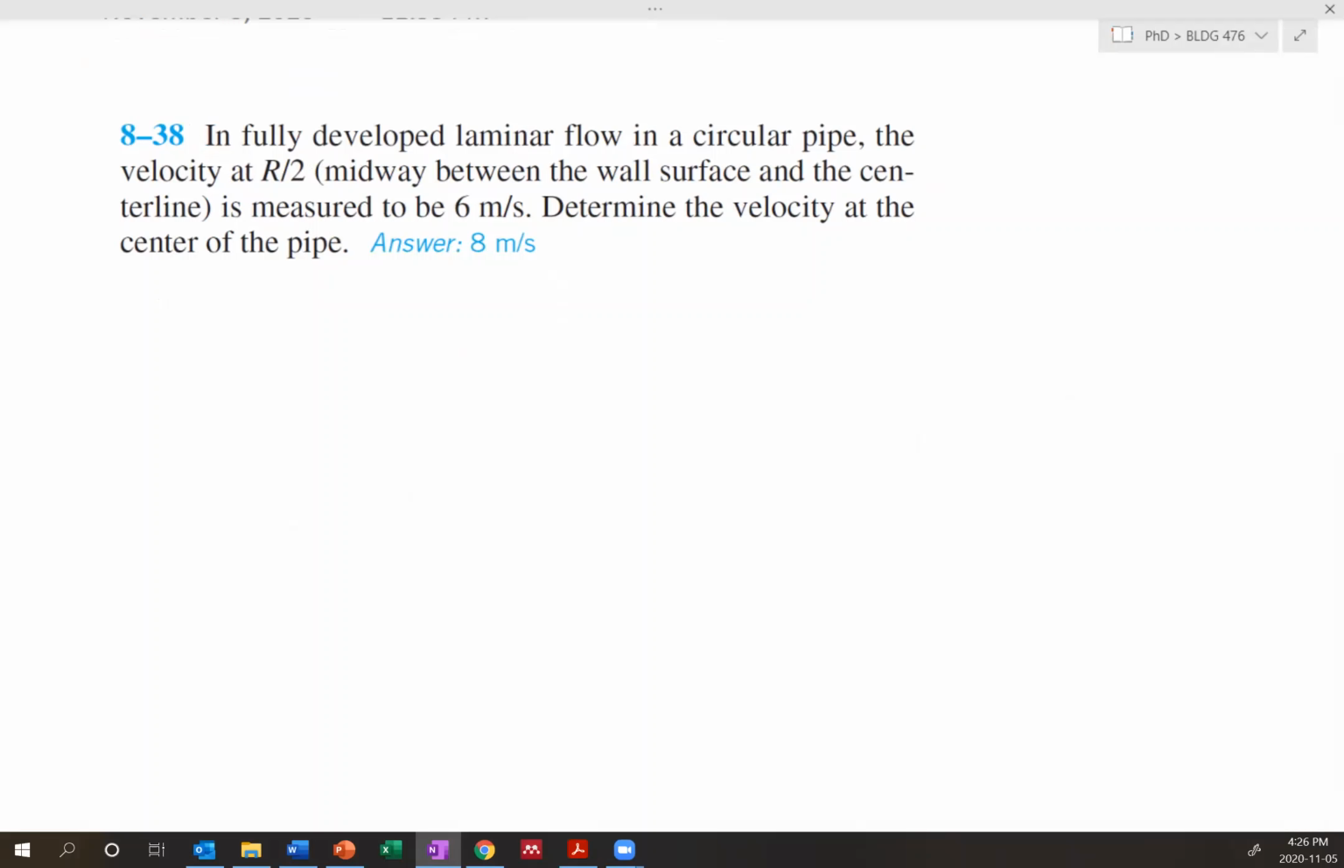But this question is fully developed laminar flow in a circular pipe. The velocity at r/2, so the velocity in the middle, is measured to be 6 meters per second, and we want to determine the velocity at the center of the pipe. Sorry, the velocity midway between the center and the walls. So draw this quickly.